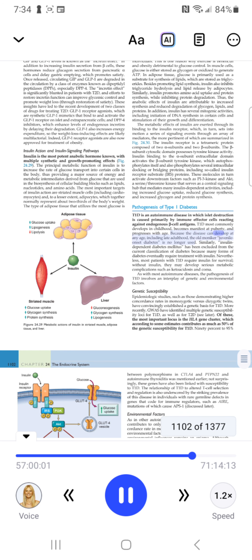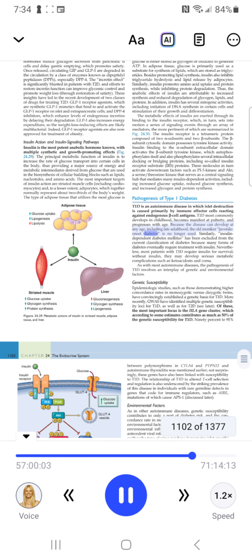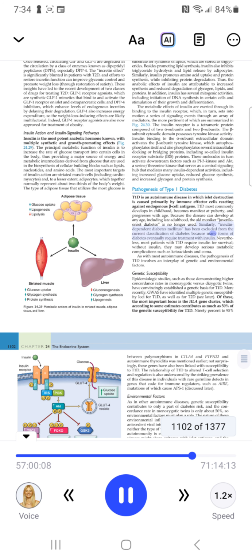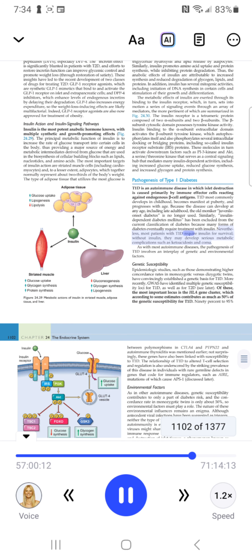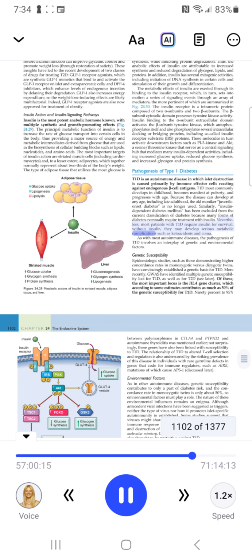Because the disease can develop at any age, including late adulthood, the old moniker juvenile onset diabetes is no longer used. Similarly, insulin-dependent diabetes mellitus has been excluded from the current classification of diabetes because many forms of diabetes eventually require treatment with insulin. Nevertheless, most patients with T1D require insulin for survival. Without insulin, they may develop serious metabolic complications such as ketoacidosis and coma.